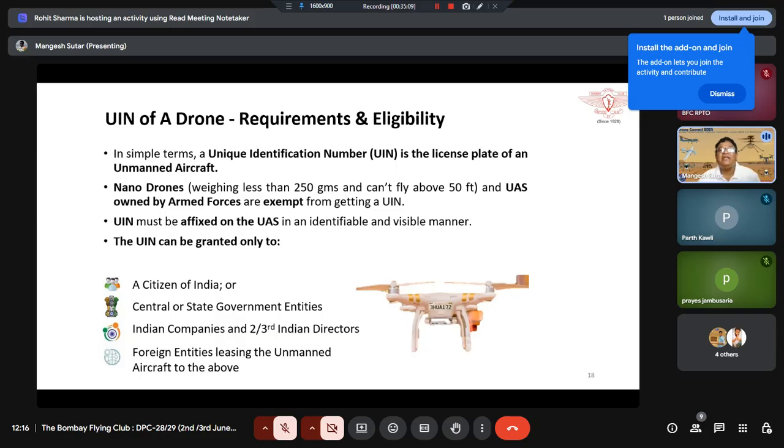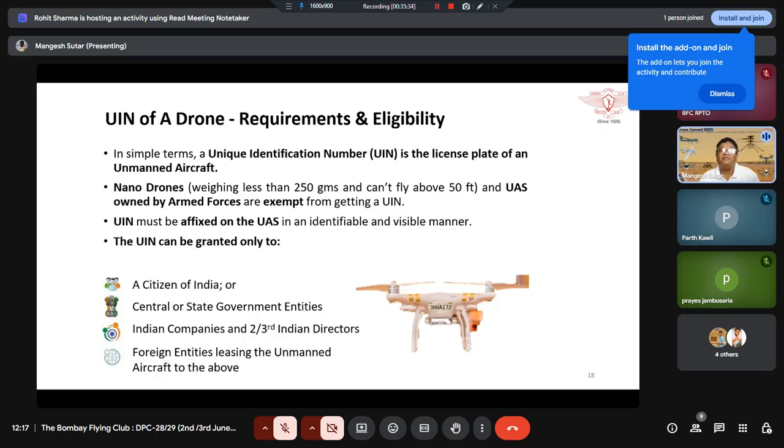Nano drones weighing less than 250 grams that cannot fly above 50 feet, and UAS owned by the armed forces, are exempted from getting a UIN number. That means if you have a DJI Neo, or a small nano type drone of less than 250 grams, those drones don't require a UIN number.